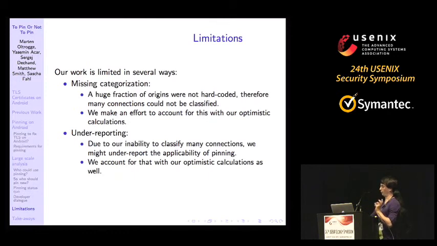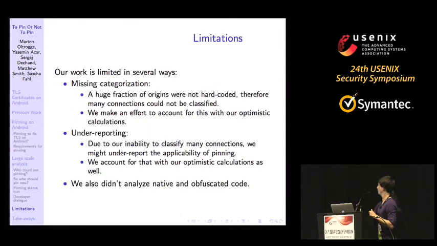Again, reporting optimistic and conservative results might help here. And we also didn't analyze native and obfuscated code, so whenever an app, I don't know, includes OpenSSL to use for TLS connections, we didn't analyze those cases.